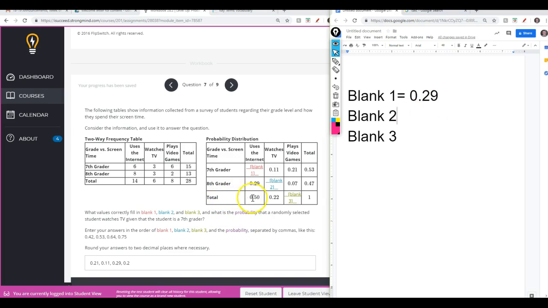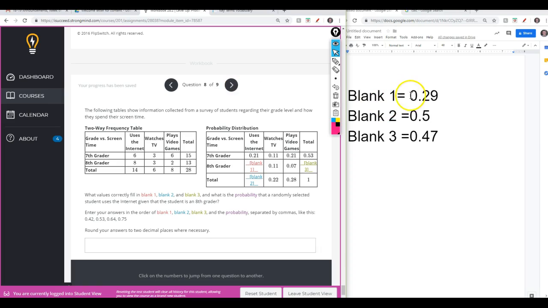Remember, this was our total. Blank 2 was our total right here for using the internet, which is 0.5. So that means 50% of the people surveyed use the internet. And this blank 3 again was the total of 8th graders, which equals 0.47. So that's one way to answer this question based on power of observation.